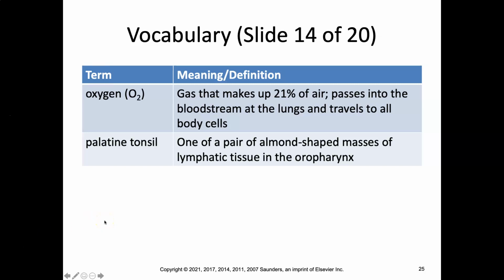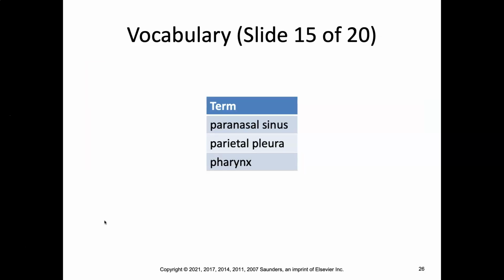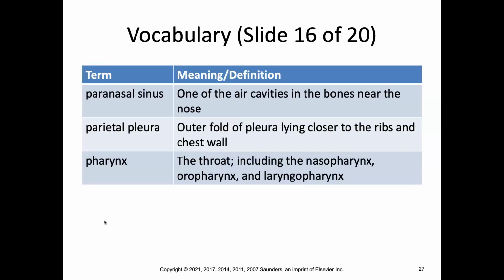Oxygen, O2, and your palatine tonsil. It's one of a pair of almond-shaped masses of lymphatic tissue in your oral pharynx. Have you ever heard that you had a palatine tonsil? All the things you get to learn about medical terminology. Paranasal sinus, parietal pleura.